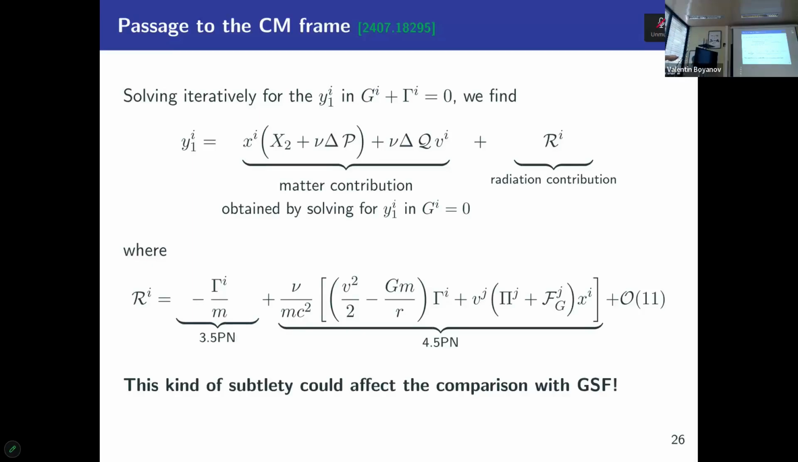So once we know that this is the right condition, we can obtain from it the passage to any frame, since we were working in a general frame.